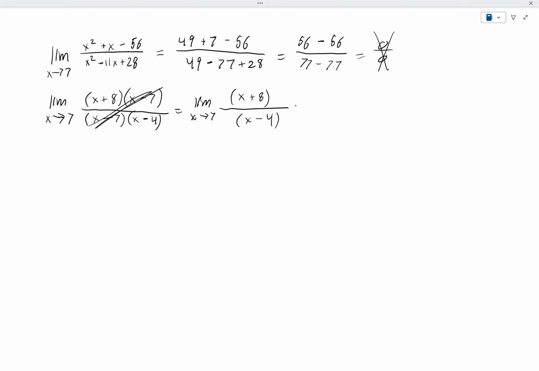Okay, well, let's try direct substitution now on our limit and see if we get a number. So I'm getting 15 over 3. In other words, 5. So this means that our limit is equal to 5. So on this graph, as x approaches 7, our function is going to approach the value of 5. So that's how you do a simple limit like this.